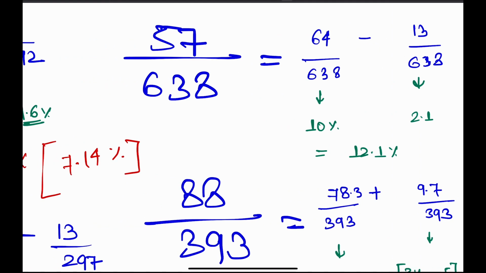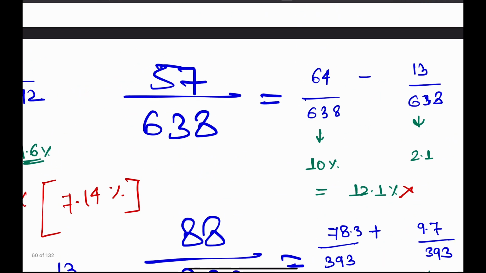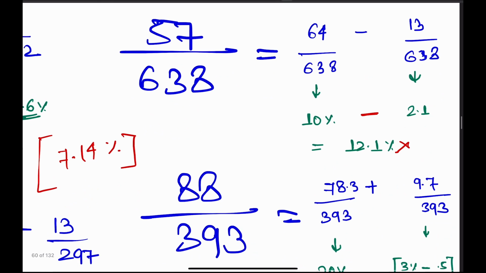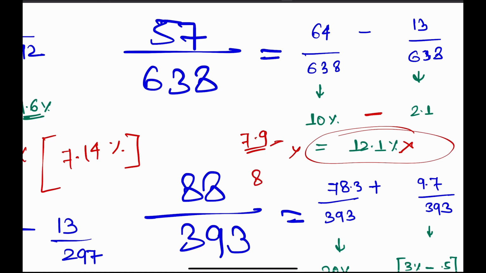57 divided by 638. Of course wrong. I have done the mistake over here in the negative part. So here is the mistake, not this one. So it will be 7.9%. Okay. Then it would have been a little bit nearby the answer, but the answer is 8.93. So this is the answer.